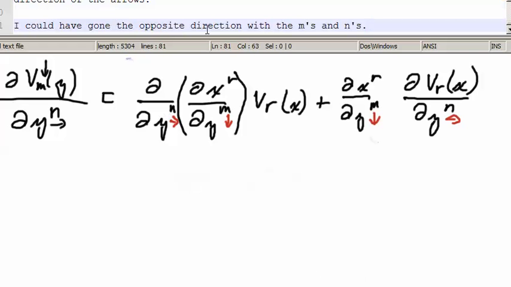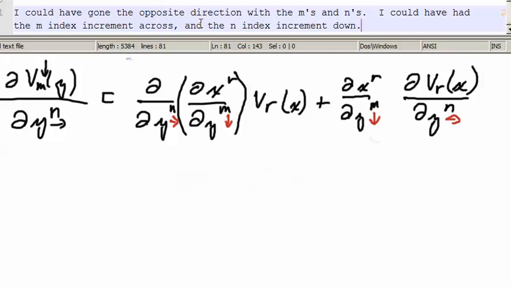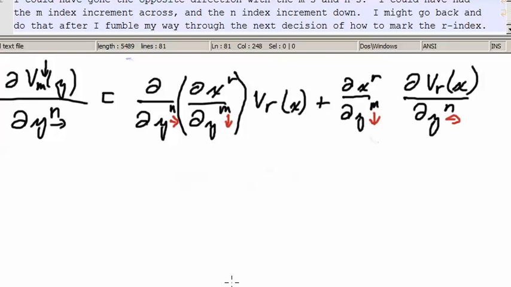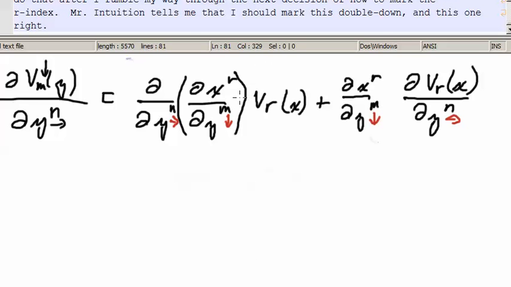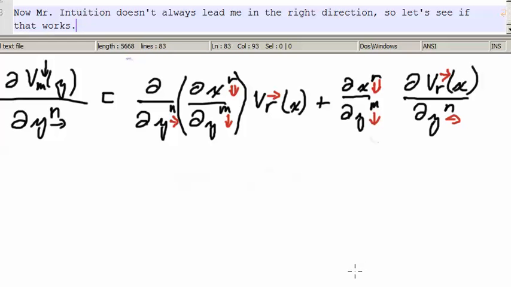I could have gone the opposite direction with the m's and n's. I could have had the m index increment across and the n index increment down. I might go back and do that after I fumble my way through the next decision of how to mark the r index. Mr. Intuition tells me I should mark this one double down and this one right. Same thing here, double down and right. Now, Mr. Intuition doesn't always lead me in the right direction, so let's see if that works.